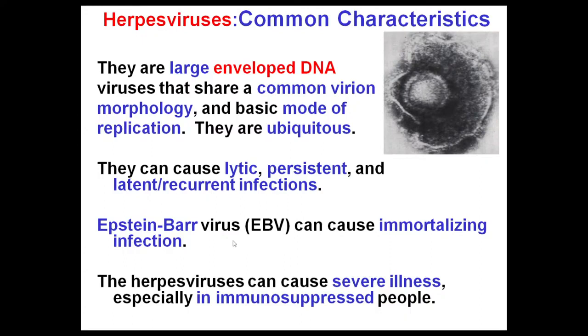Apart from this, some of the herpesviruses, for example, herpesvirus type 4, Epstein-Barr virus, and type 8, Kaposi sarcoma associated virus, can cause so-called immortalizing infections. What does immortalizing mean? It means the particular type of herpes virus may make the cell immortal, or in other words, make the cell undergo oncogenic transformation. The normal cell may be converted by the Epstein-Barr virus, for example, into a tumor cell. And that is a well-known characteristic of Epstein-Barr virus.